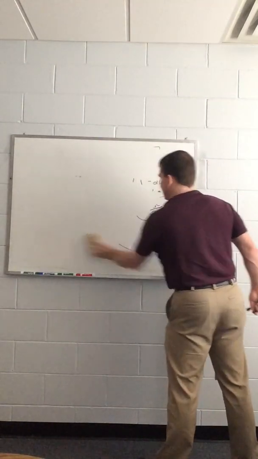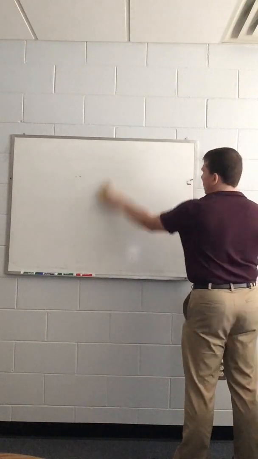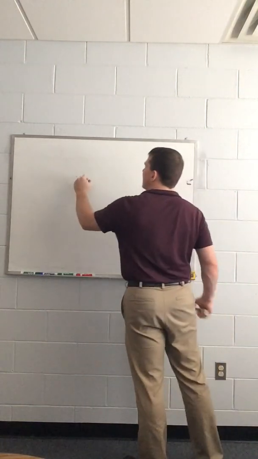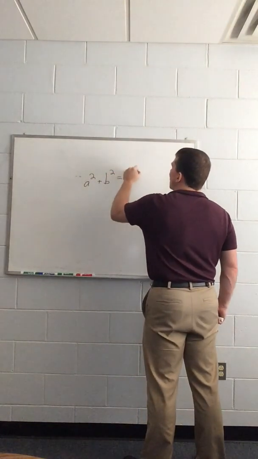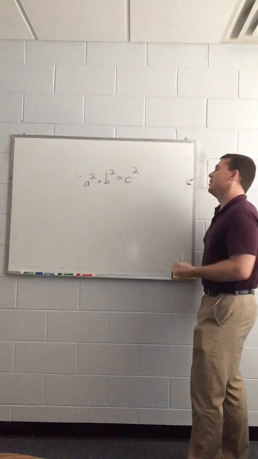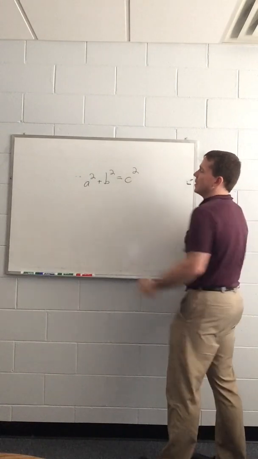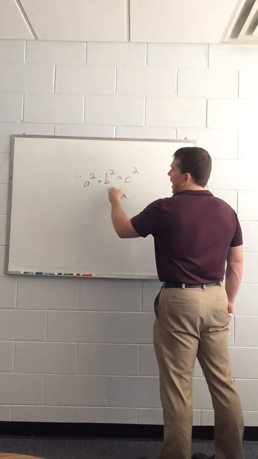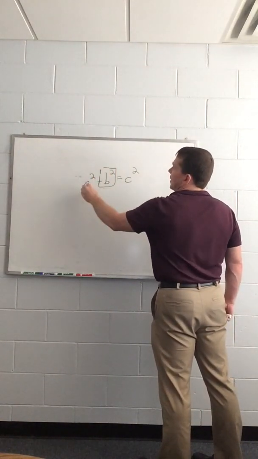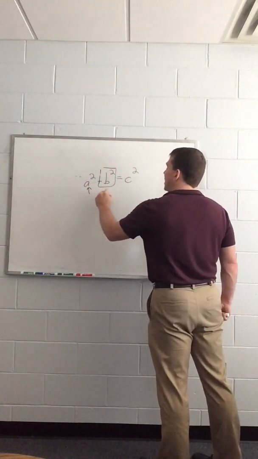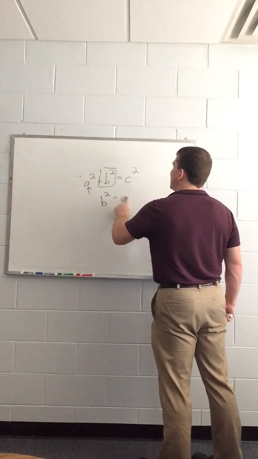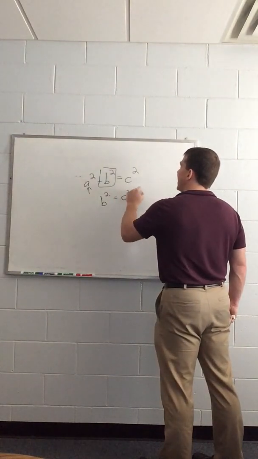Really quickly, maybe suppose we have one other equation that you all know, the Pythagorean theorem. A squared plus B squared equals C squared. Solve that for B. Well, if I want to solve for B, I need to get this by itself, so get rid of the A squared. How do I get rid of it? Subtract it. So I'll get B squared equals C squared minus A squared.